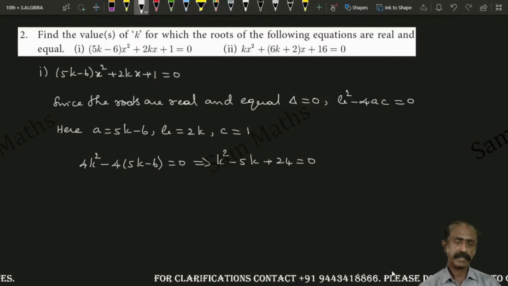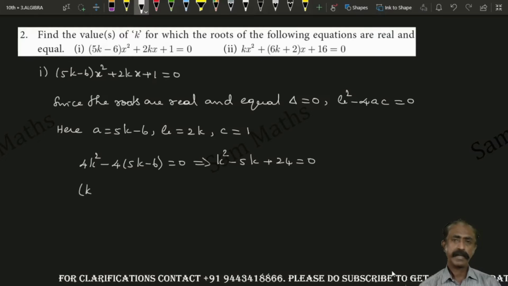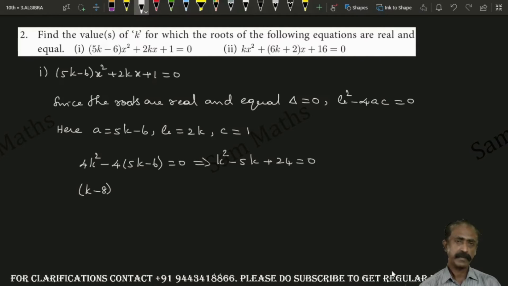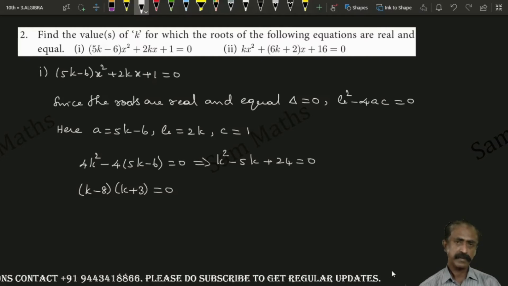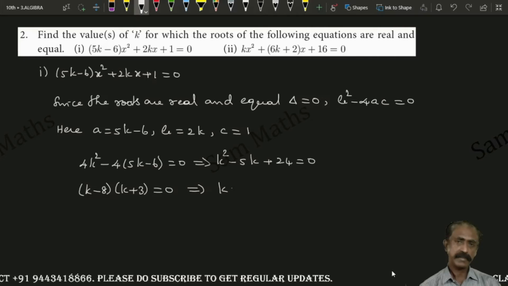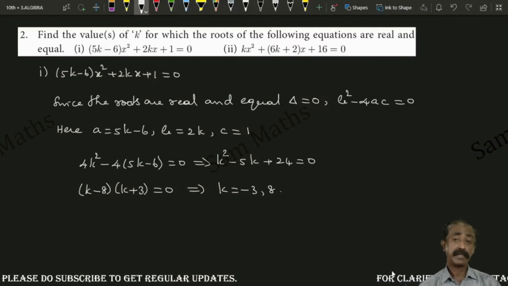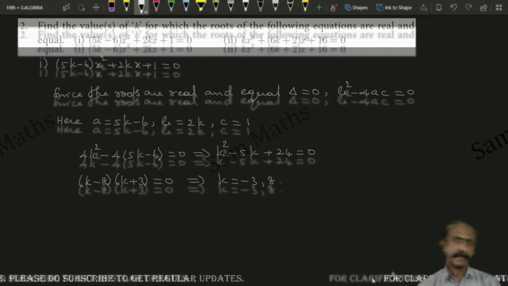This we can factorize. We are getting k minus 8 into k plus 3 equal to 0, which implies k is equal to minus 3 comma 8. These are the required values of k.